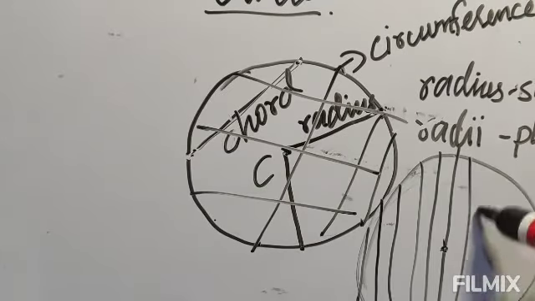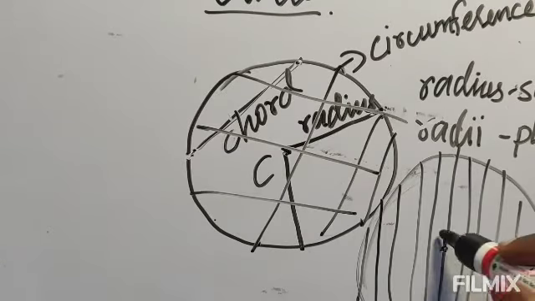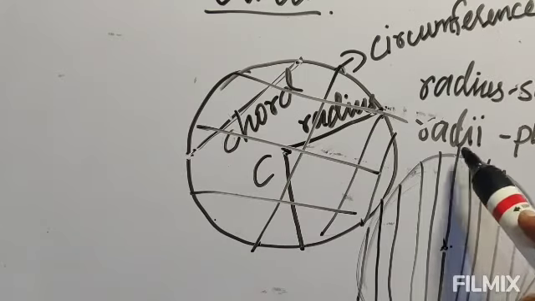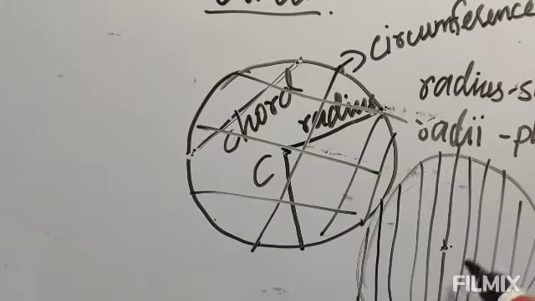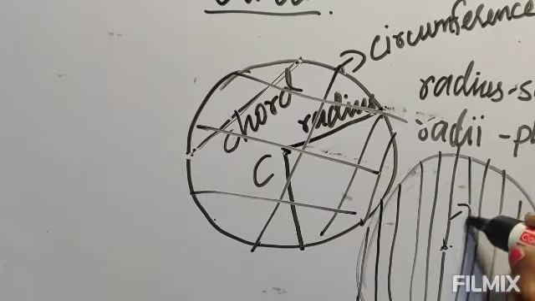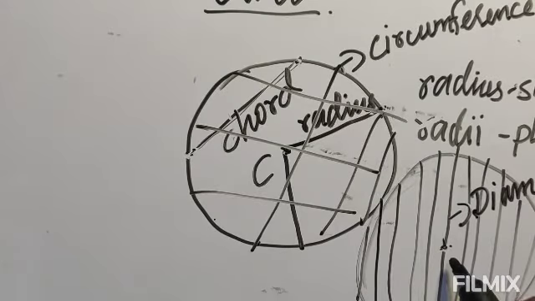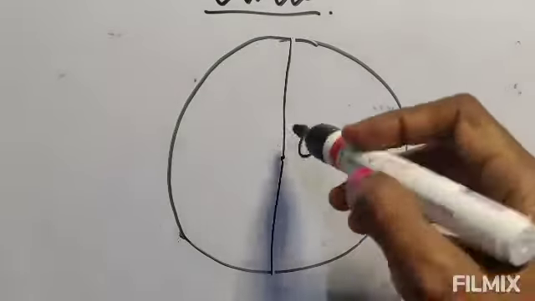If you draw on this side, it will be smaller than this middle part. So only this middle line will be the longest chord, and it passes through the center and joins 2 points on the circle. This is the longest chord and its other name is diameter. The chord which passes through the center and joins 2 points on the circle is called the diameter.